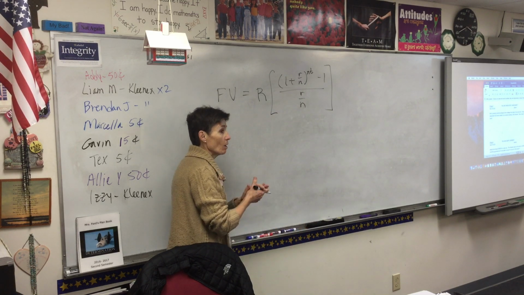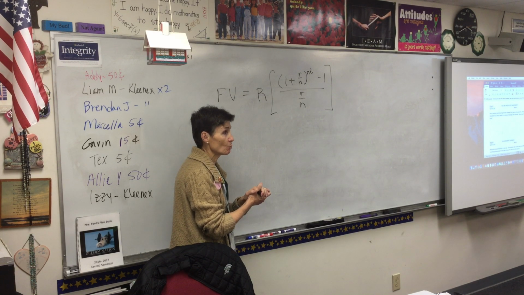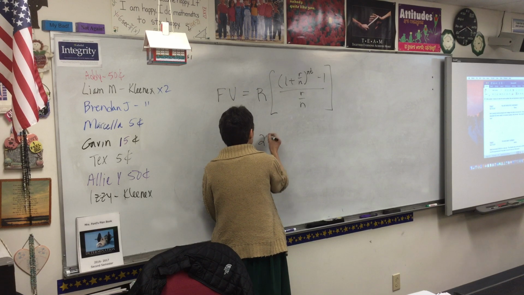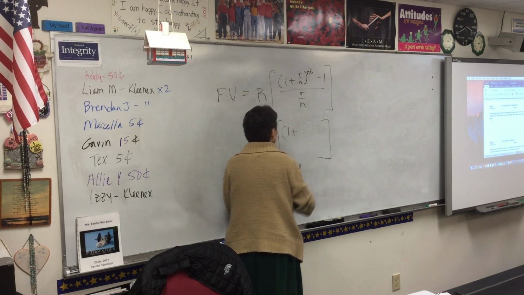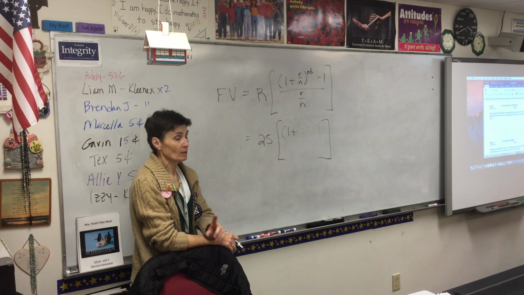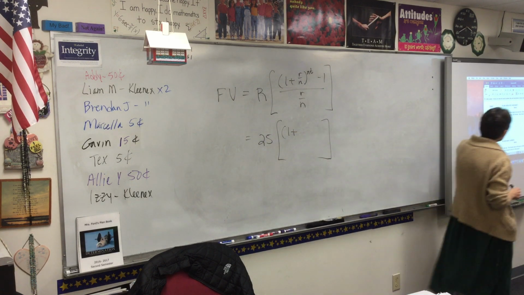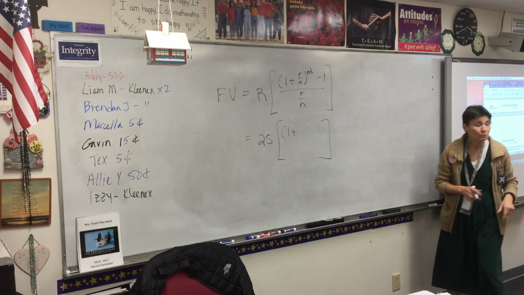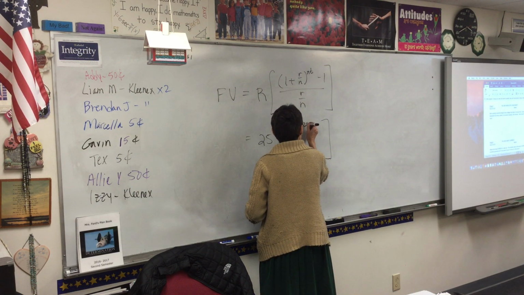So, tell me what I know. I know the amount of the payment is $25, and where does that go into the equation? This is the amount of the payment. So 25 goes right here. Now what's little r? That's your interest rate, which in this problem is 2.5%. So 2.5% will go in as 0.025.